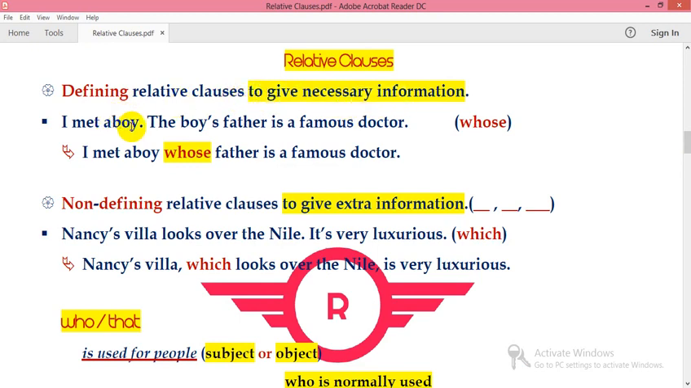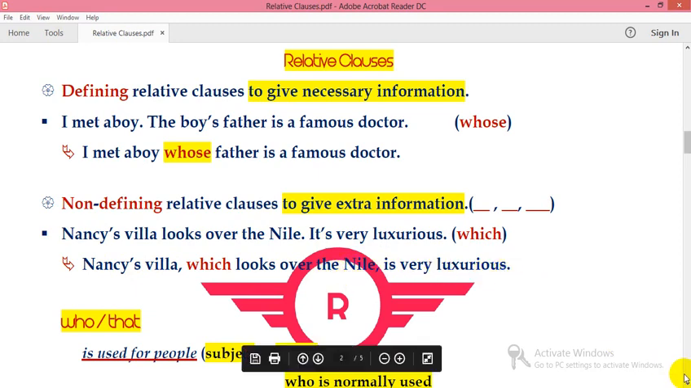I met a boy. The boy's father is a famous doctor. I met a boy whose father is a famous doctor. Non-defining relative clauses give extra information. Nancy's villa looks over the Nile. It's very luxurious. So, Nancy's villa, which looks over the Nile, is very luxurious.